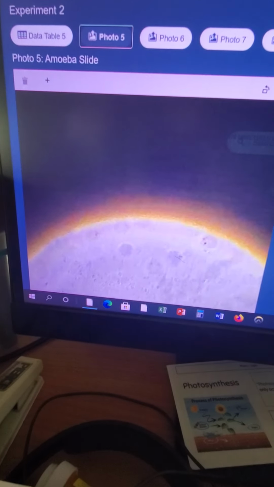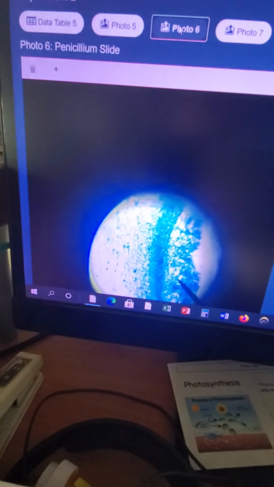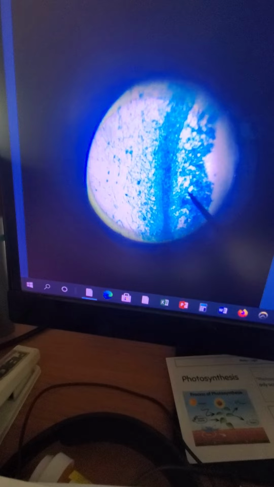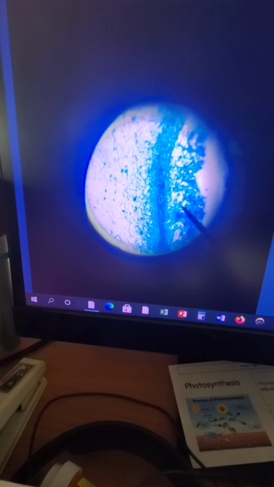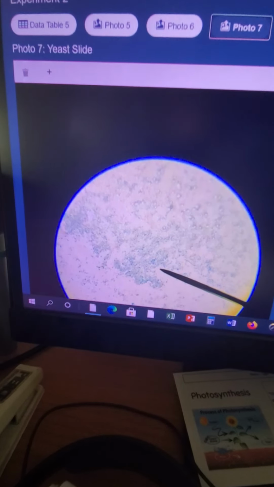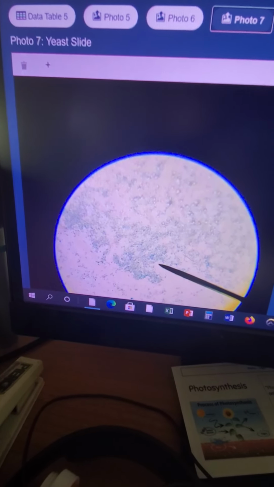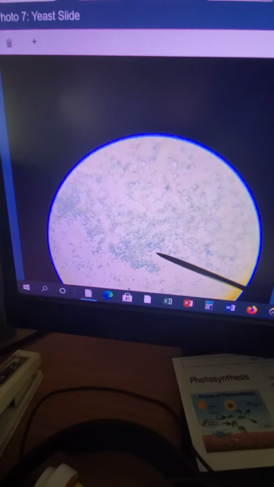And here it is. This is my amoeba slide that I viewed through the microscope. Depending on how you move the picture, you have to look for the best view that you can get. Then this one is the penicillium. Penicillium slide. It was amazing to see it. I really enjoyed this little one so much. That was amazing to me. Then move to the next one. The next one was the yeast. The yeast is just like a little bubbling.